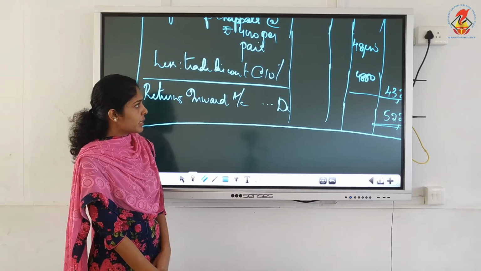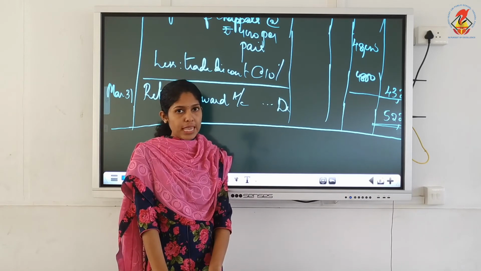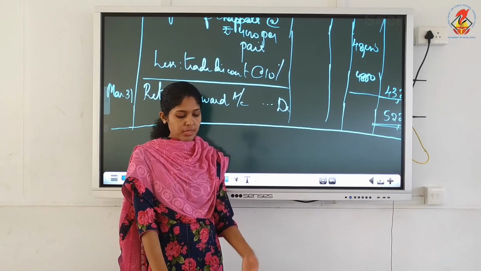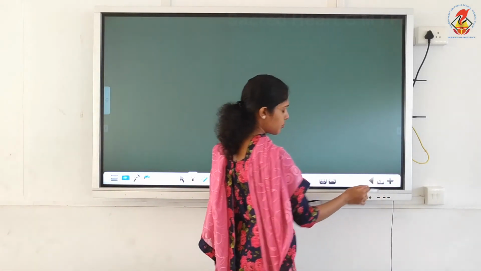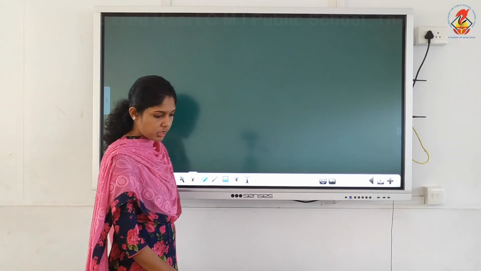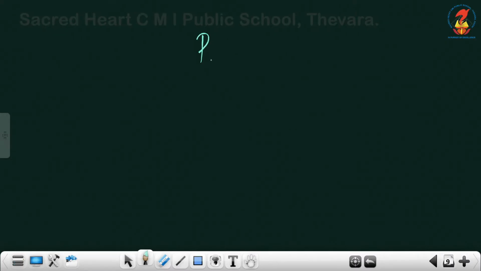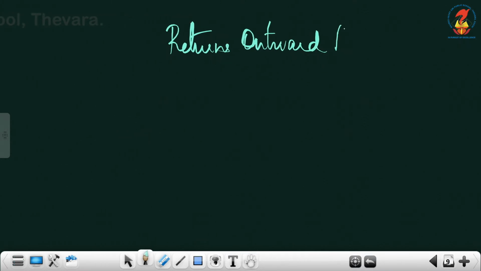Okay, so this is how we did returns inward or sales return book. Next, for the same question, we have to do returns outward book or purchases return book. You give the heading returns outward book. You must know that this is the other name for purchases return.